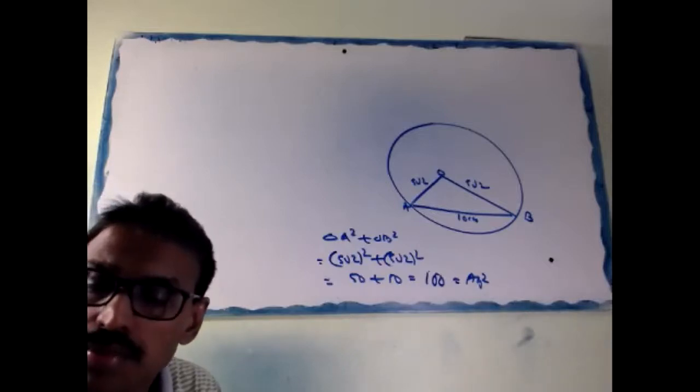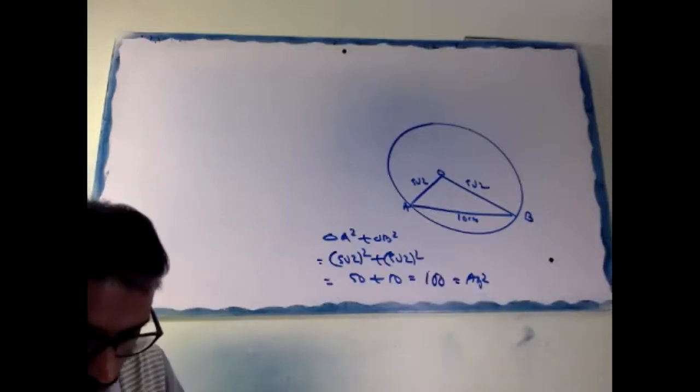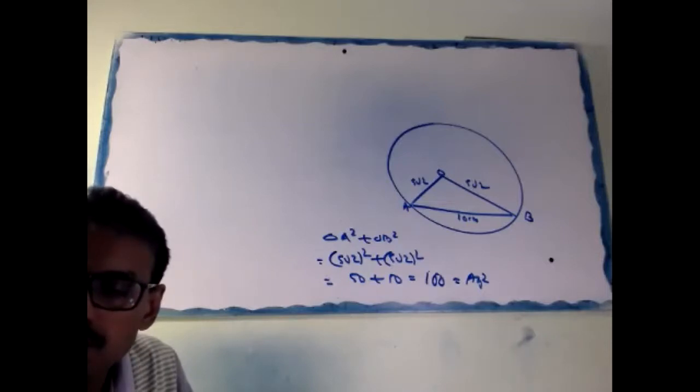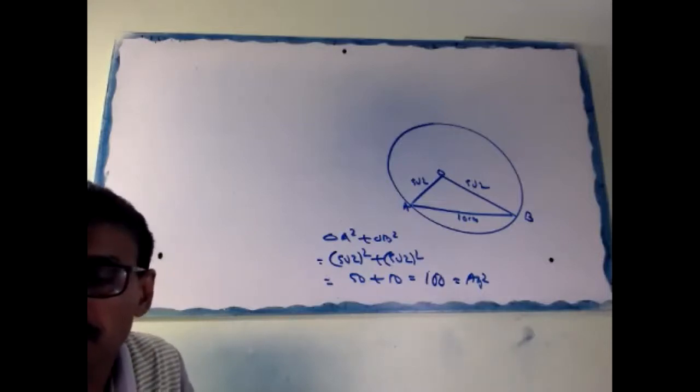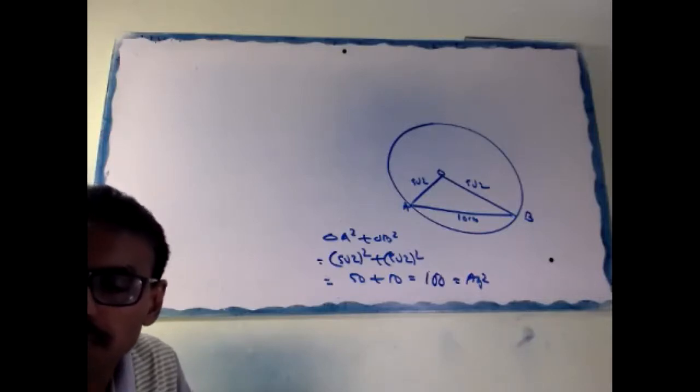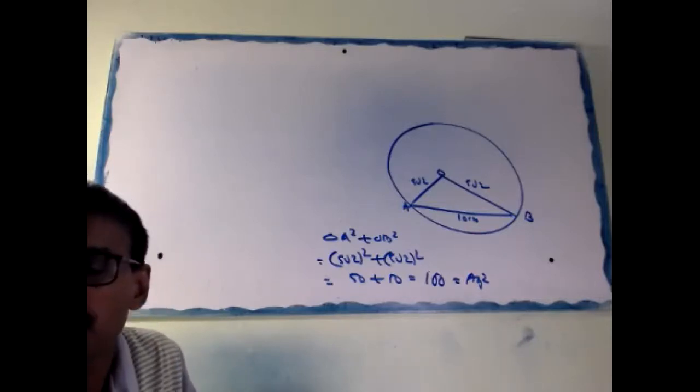Okay, finish. You understand? Anyone have doubt how to find this one? How we got 90 degree? Anyone have doubt?